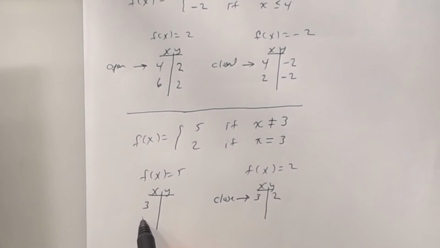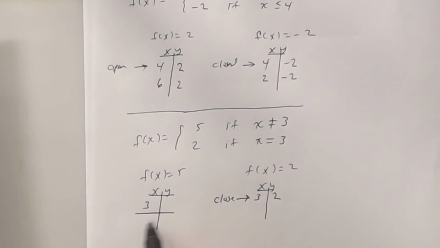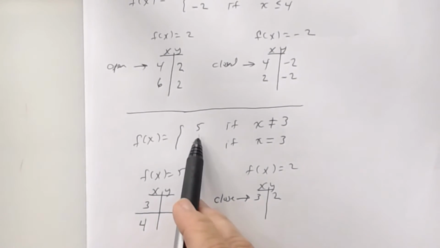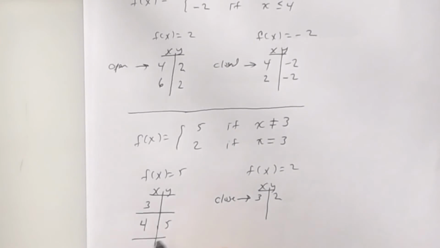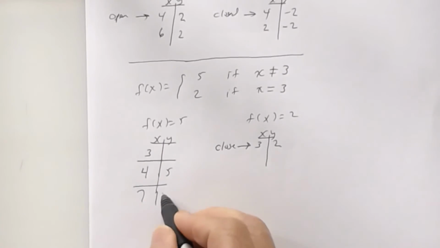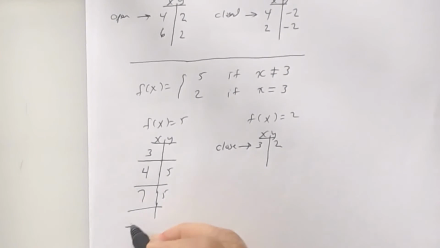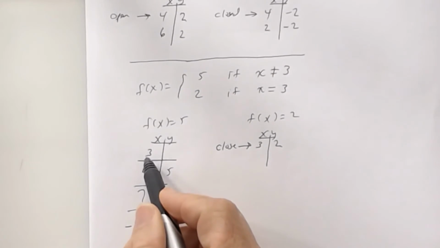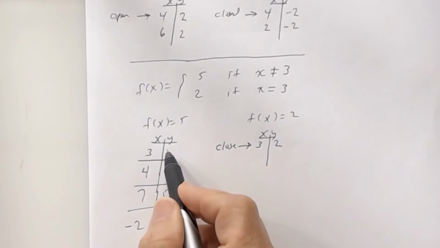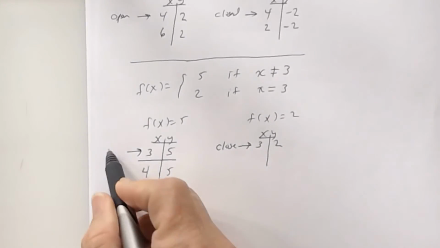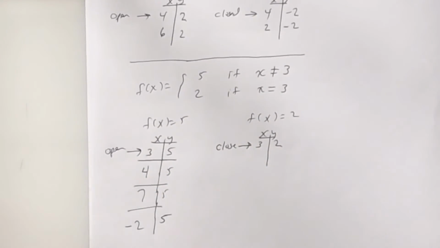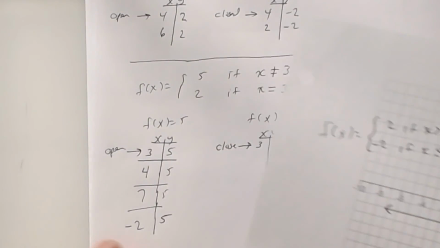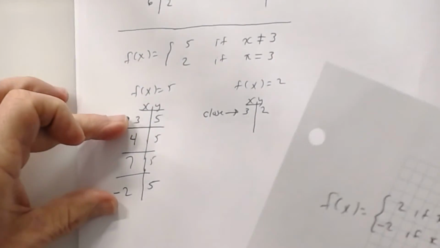Now, let me go here and let's pick 4 for the moment. If x is 4, what's my y value? 5. If x is 7, what's my y value? 5, just like we were doing. If x is negative 2, what's my y value? 5. If x is 3, what's my y value? 5. But it's got to be what? Open. And I want to show you what happens here. Listen carefully. I picked more points here for a reason.